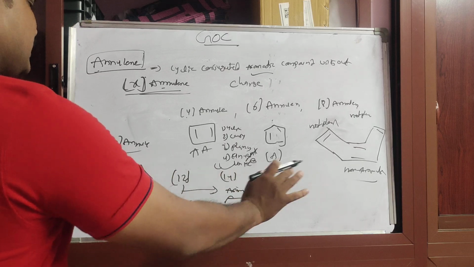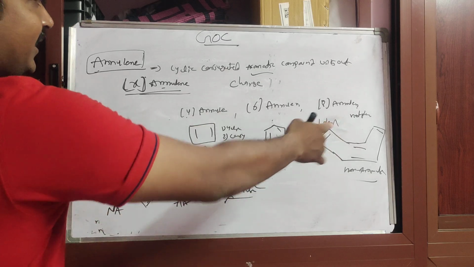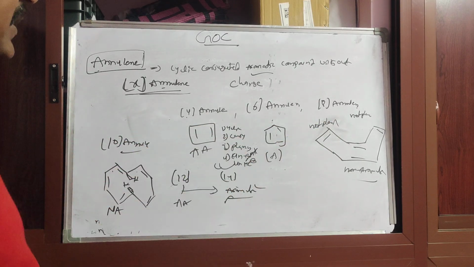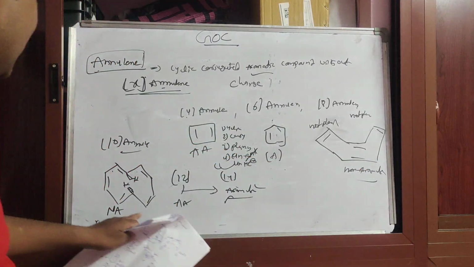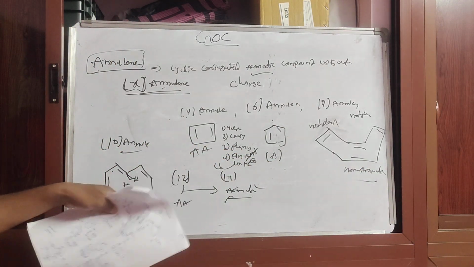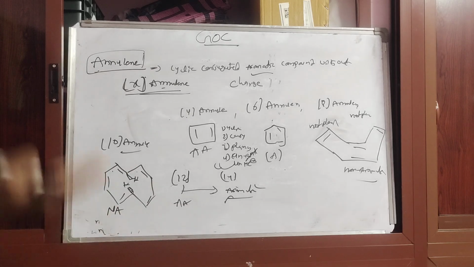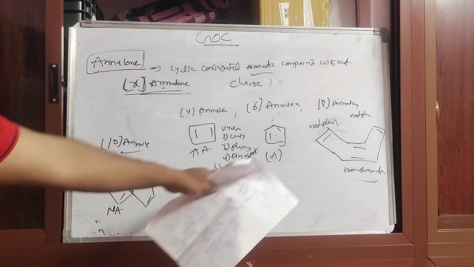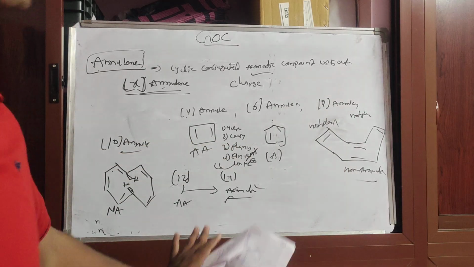After that, all are planar only. If you consider 8 annulene and 10 annulene, these two are non-planar. A tube-like structure exists. These hydrogens are crossing each other, that's why they are above and below the plane. The remaining are all planar only. These are the annulenes.